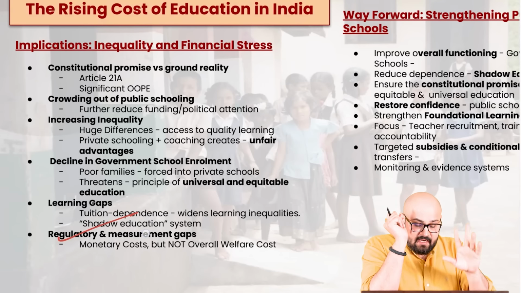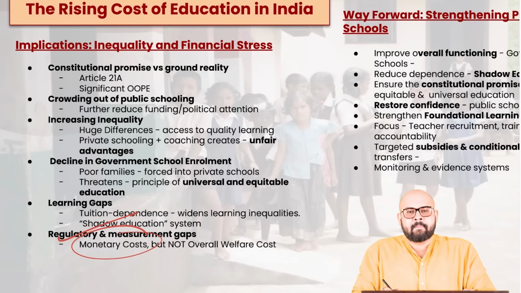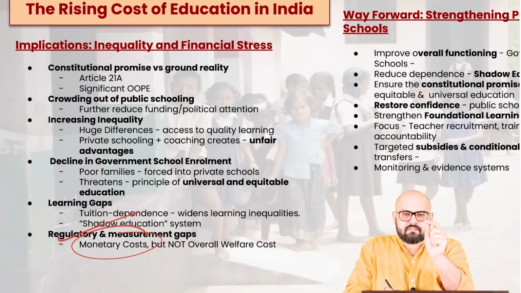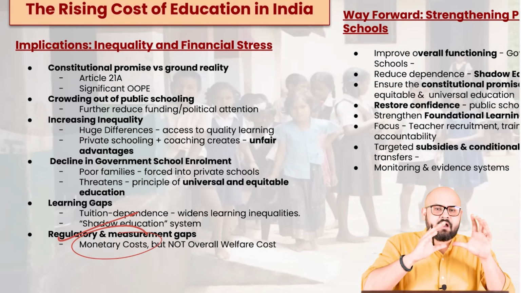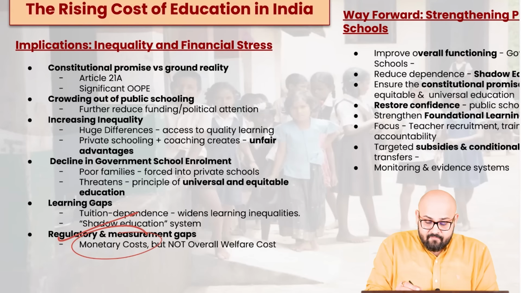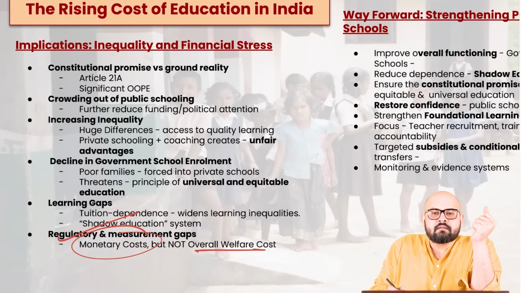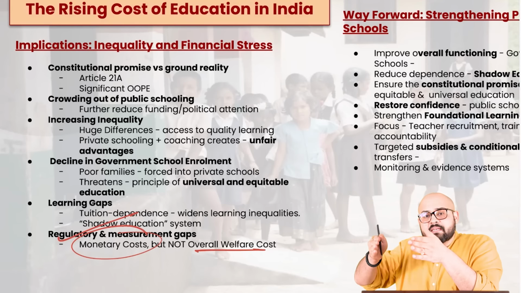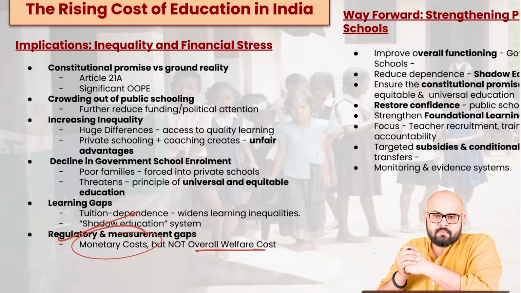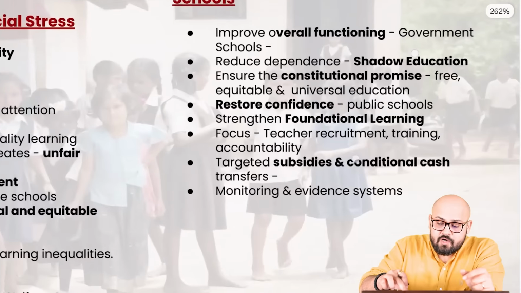That's the first aspect. Second, we are only focusing upon the monetary costs. What we have talked about, 2,000 rupees, 3,000 rupees with respect to the schools. We are not taking a comprehensive look at the overall welfare cost, the opportunity cost. So we are not counting all the other costs which are also incurred by the parents. This is the deficit aspect. This is the negative aspect with respect to these surveys. What should be the way forward?